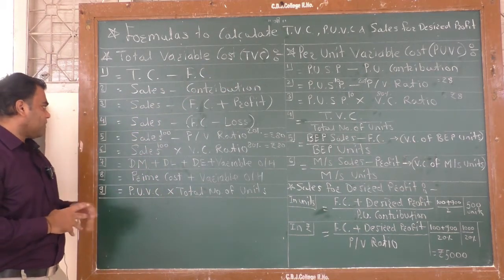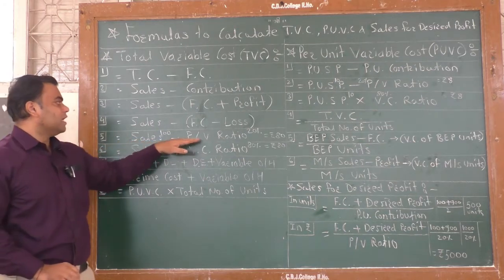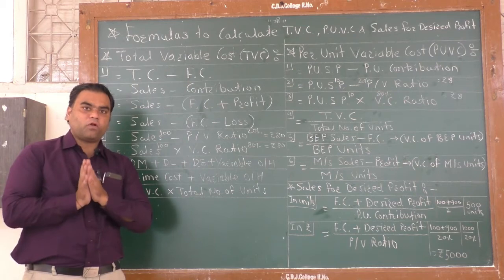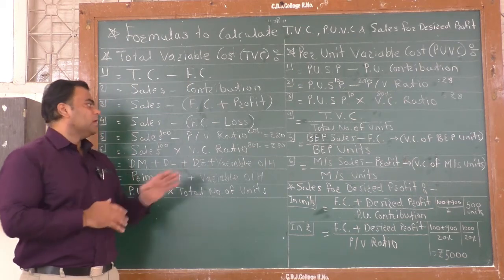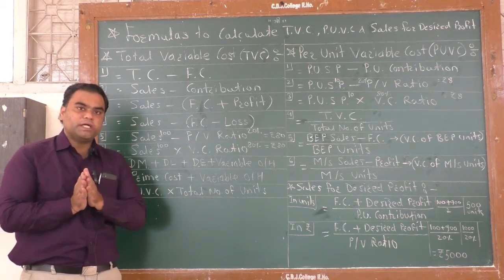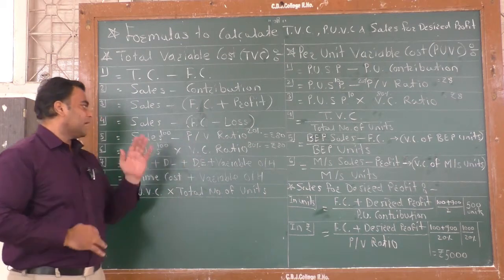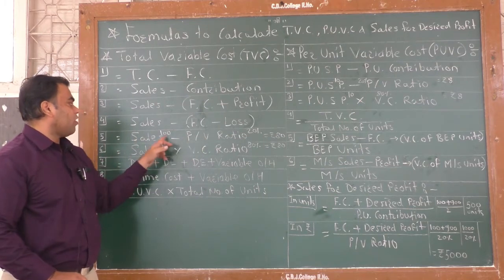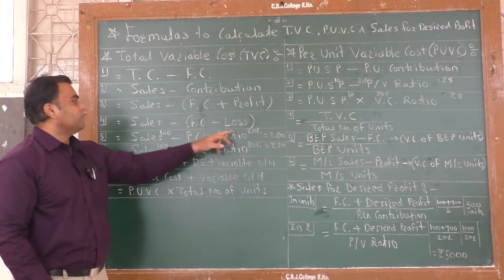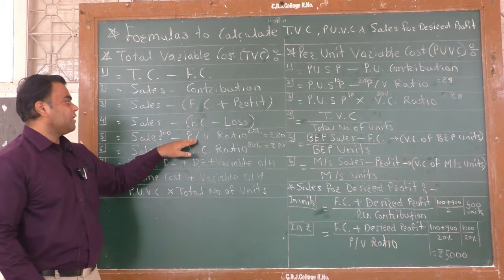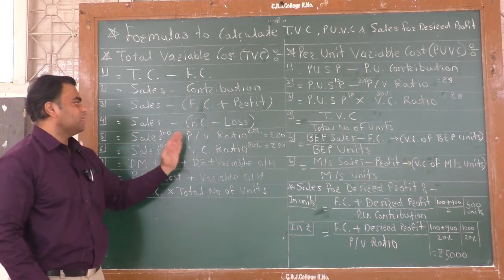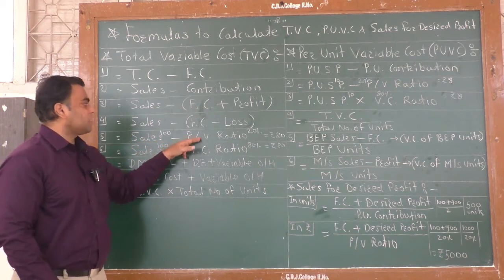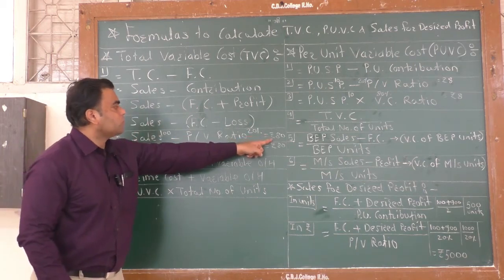Next, formula number 5, sales less PV ratio. PV stands for profit volume ratio. It is also called the contribution to sales ratio. So when we deduct the PV ratio amount from sales, we get the amount of variable cost. PV ratio means contribution to sales ratio, also called the contribution ratio. So sales less contribution ratio is equal to total variable cost.